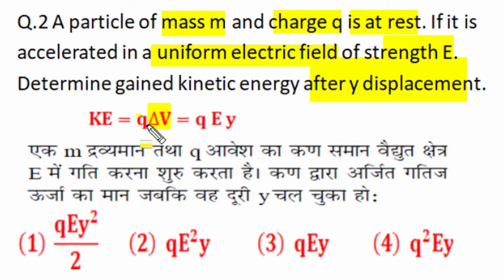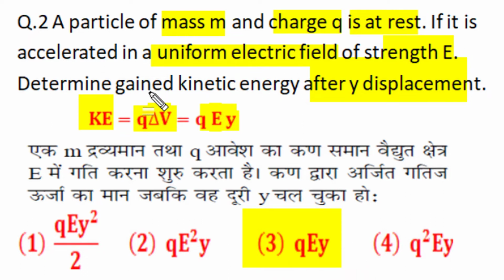can find out the work done on the charge by the electric field, as potential difference delta V is work done per unit charge. So if charge q accelerates through delta V potential difference, then the work done by the electric field is the product of charge and potential difference, and this work gets converted into gained kinetic energy. The potential difference in a uniform electric field with y displacement is the product of field strength and displacement. So work done becomes qEy, and this becomes the gain in kinetic energy, and option 3 becomes the right choice here.